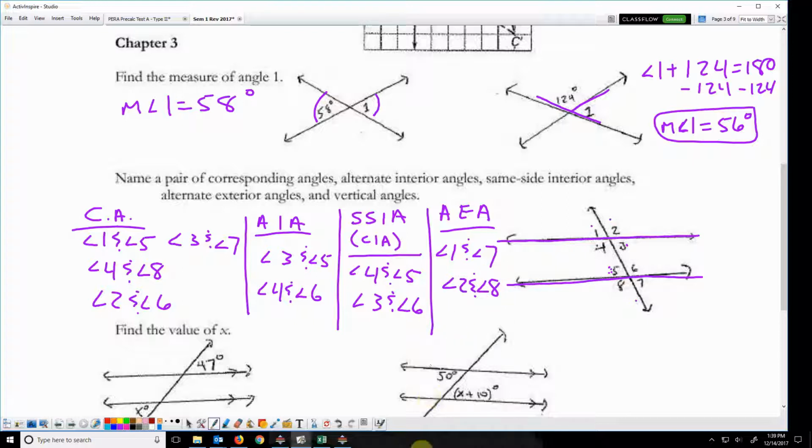And then the last type of angle pair are vertical angles. Vertical angles are across from each other, like 1 and 3, 2 and 4, and then angles 5 and 7, and 6 and 8.